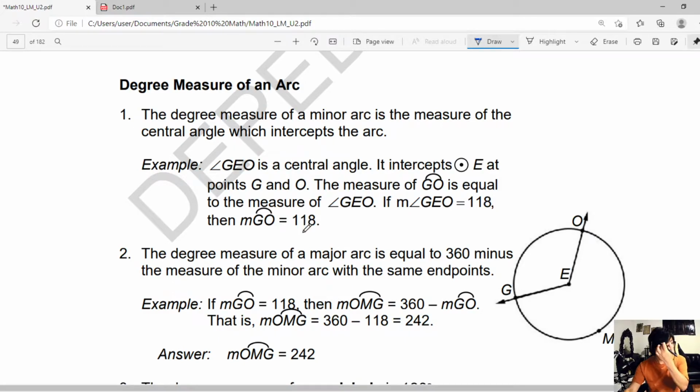So ito na yung sinabi ko kanina, the relationship between the central angle and its intercepted arc. So ito yung ating central angle, ito yung kanyang intercepted arc. So ang sinabi, pag ito daw, yung angle GEO is equal to 118, ibig sabihin yung measure ng arc GO is also equal to 118.